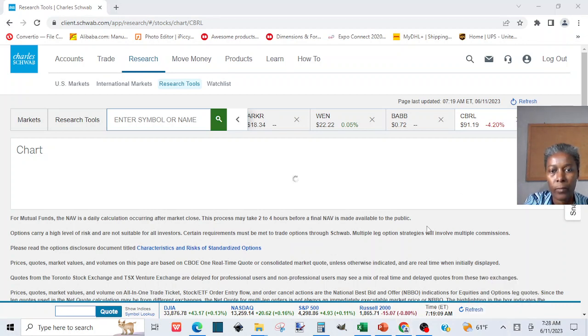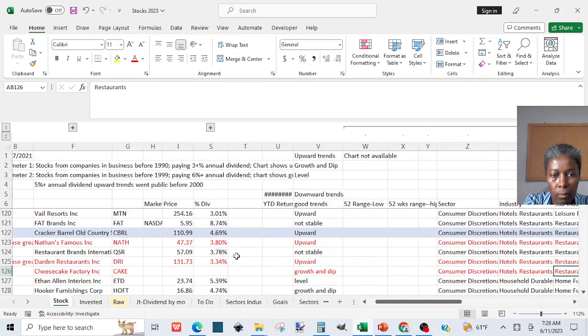Okay, but you get the idea how you'll do the search, and as you are doing the search, you want to prioritize the upward one, and so far we have not seen any in our search yet.